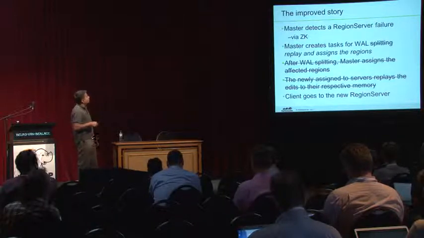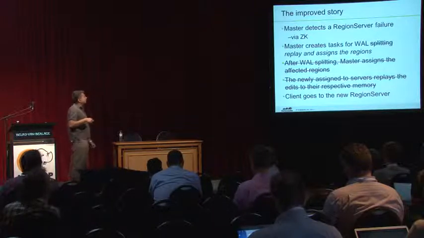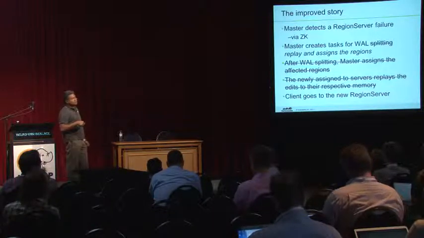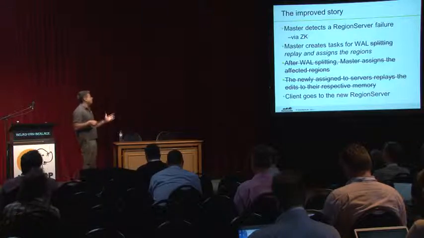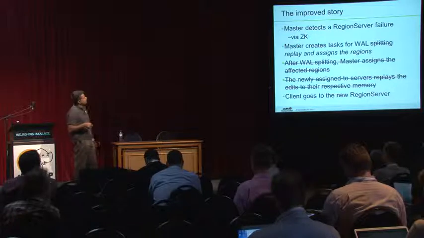Now, what we did is that instead of master creating the tasks for wall splitting, it instead creates tasks for something called wall replay. And it assigns the regions immediately. In the past, the assignment would happen at a later point. The improvement here is that you create the wall replay tasks and also assign the regions. So the assignment is very quick for the failed regions.